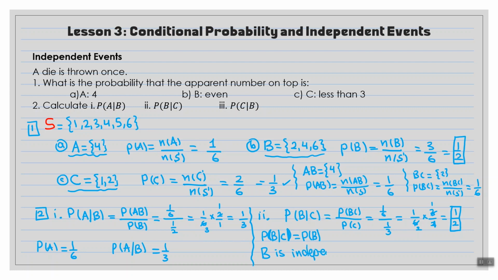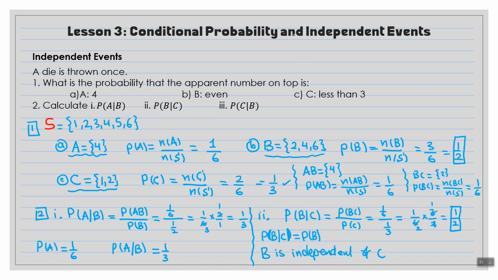Independent of C. It doesn't matter what the value of C is. B is going to stay the same. It's going to be half. Okay, if B is independent of C, does that mean that C is independent of B as well?